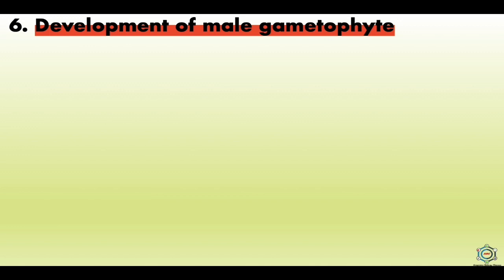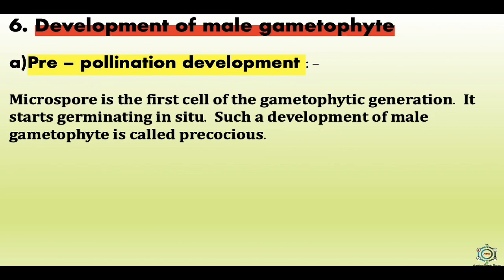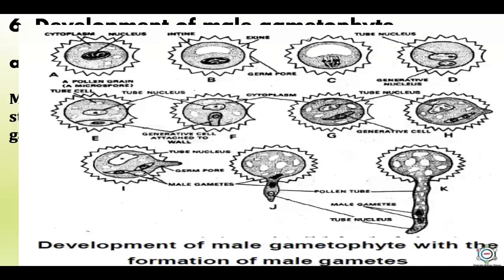So, it is divided into two parts. First one is the pre-pollination development and the second is post-pollination development. In pre-pollination development, the microspore is the first cell of the gametophytic generation. It starts germinating in situ. Such a development of male gametophyte is called precocious.